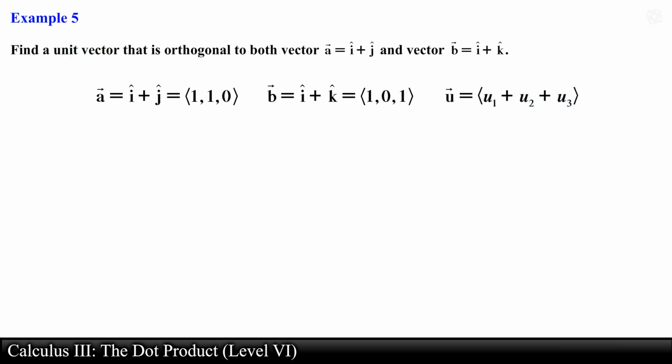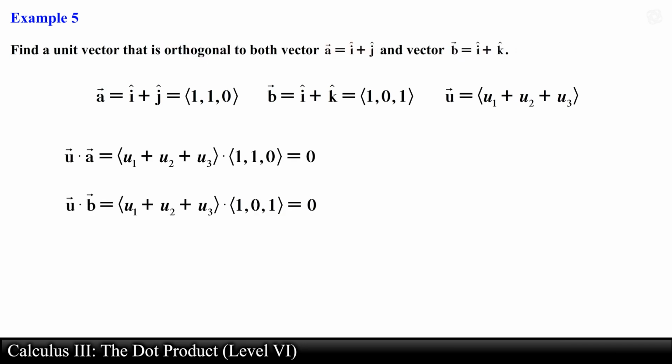Now, since this unit vector has to be orthogonal with vector A and vector B, let's go ahead and compute the dot product and set it equal to 0.